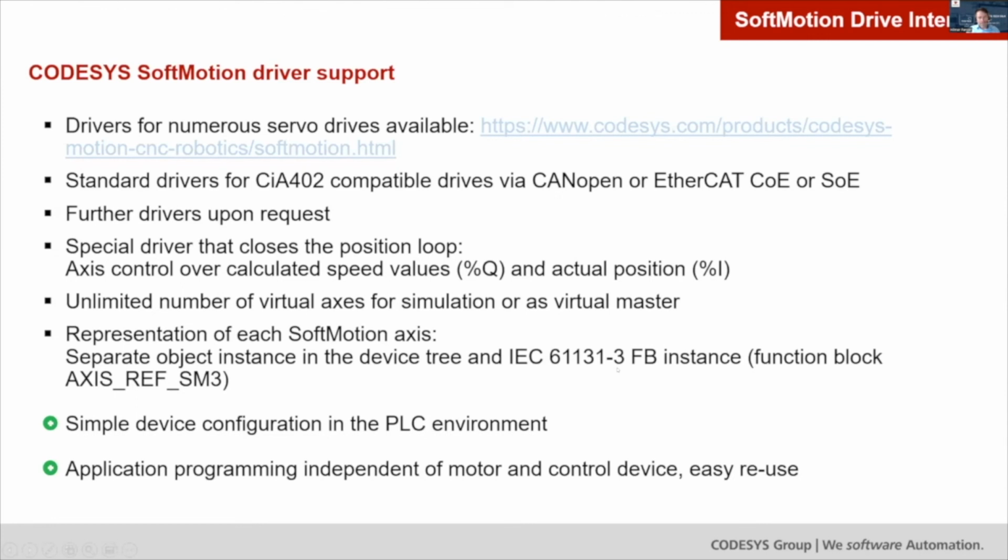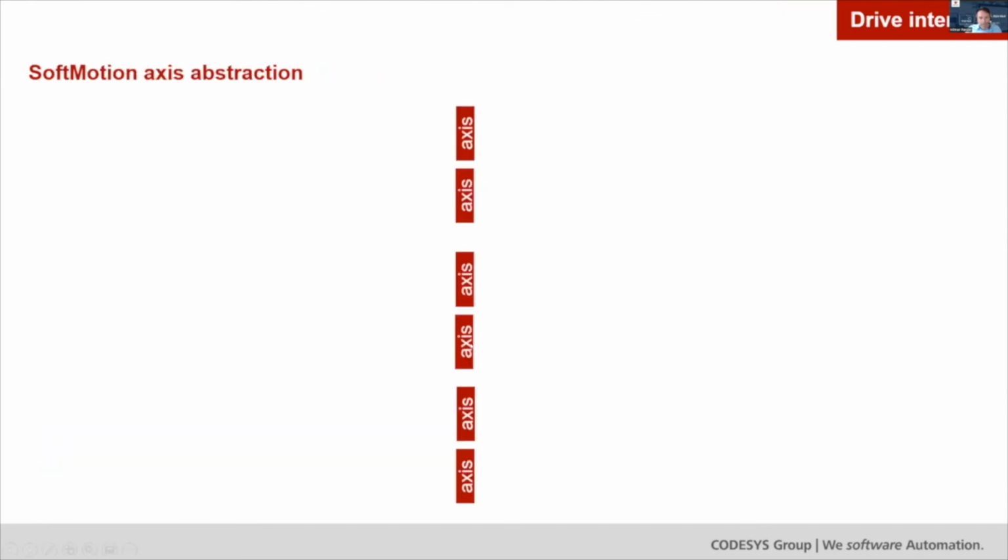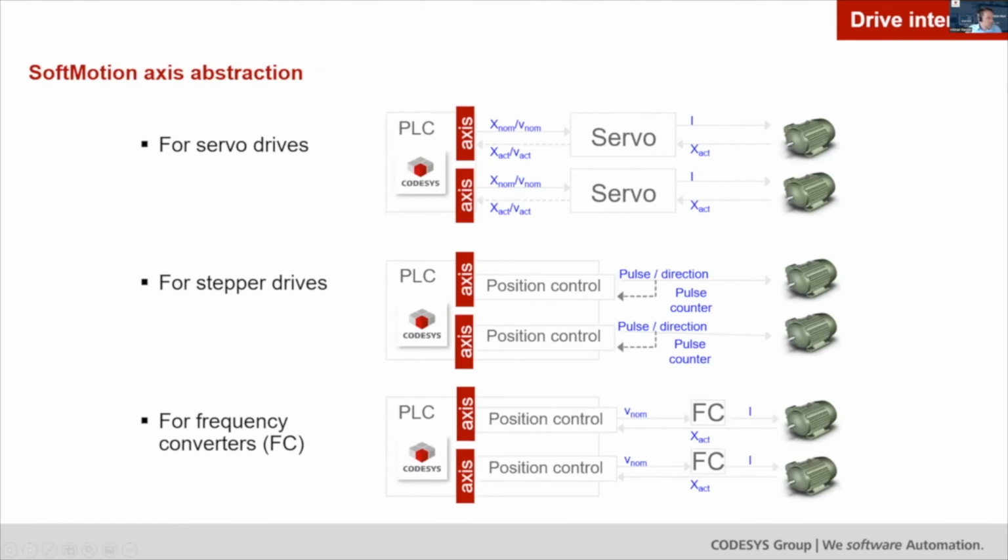And this makes it very easy to implement reusable code, reusable applications, also library functions, because you also always have this layer in between, this axis ref layer. Well, now I'll speed up a little bit, sorry.